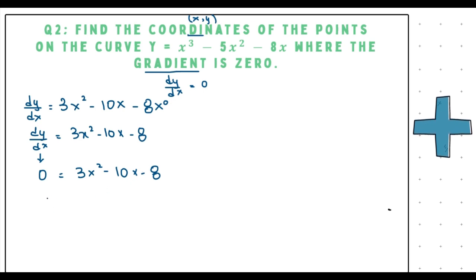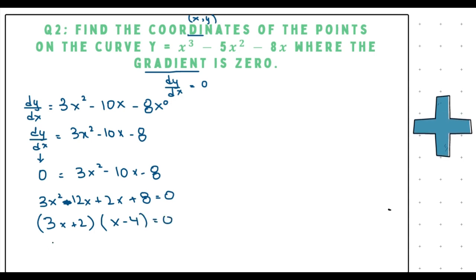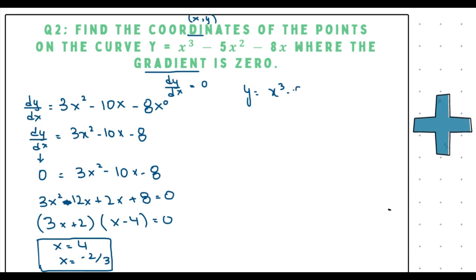You know this is a quadratic equation and we can solve it by middle term breaking or the factorization method. The two terms that we got are negative 12x and plus 2x, negative 8 equals 0. After taking all the commons, I'll get two factors, 3x plus 2 and x minus 4. Putting both of them equal to 0 will give me x equals 4 or x equals negative 2 by 3.